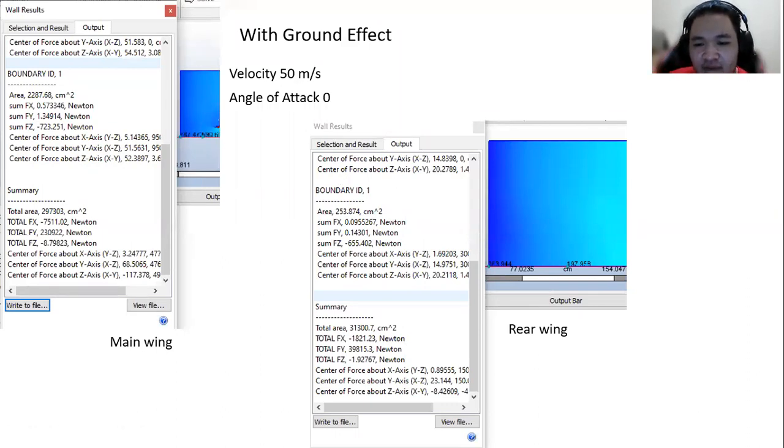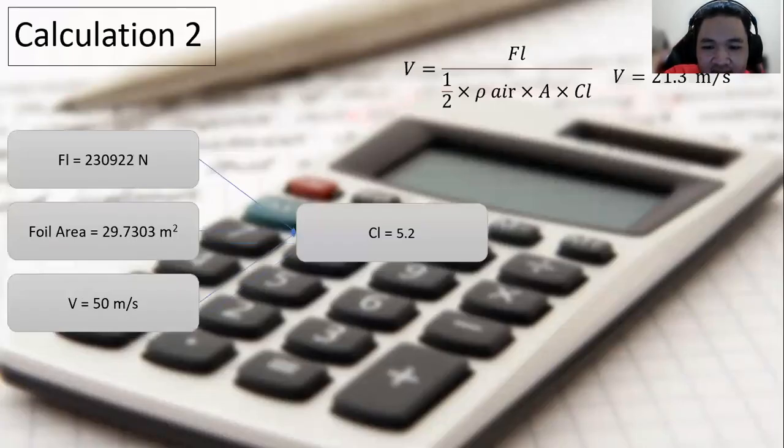Then we compare to ground effect with the same velocity and angle of attack. Same as before, we get a lift coefficient of 5.2. After that, we can find out the airfoil only needs a velocity of 21.3 meters per second.